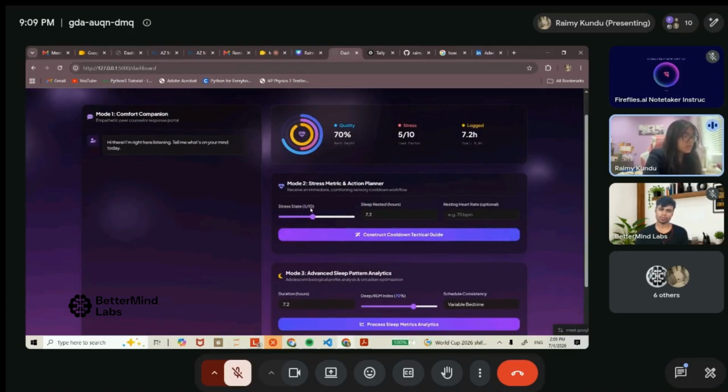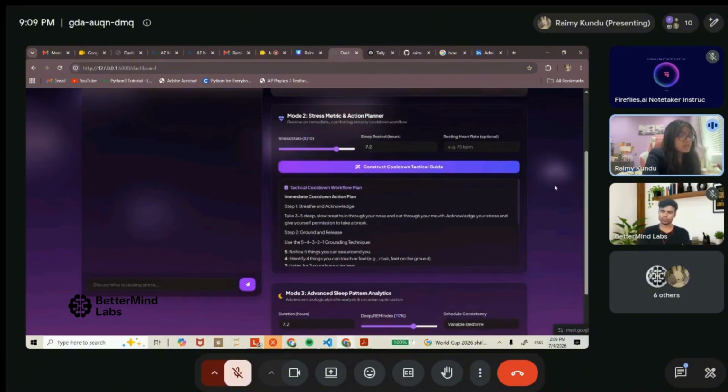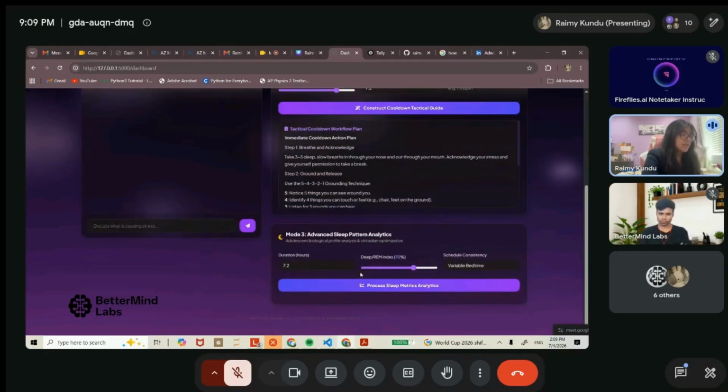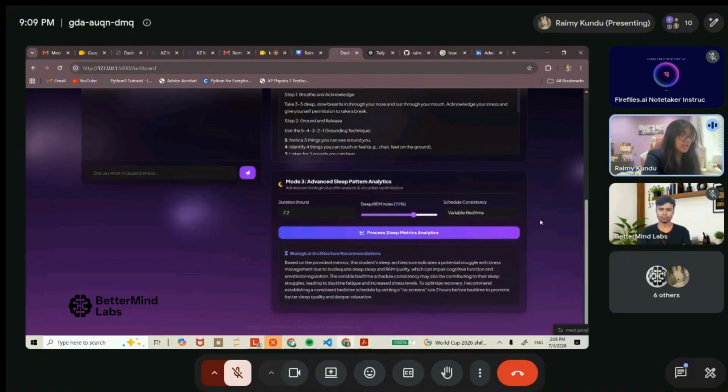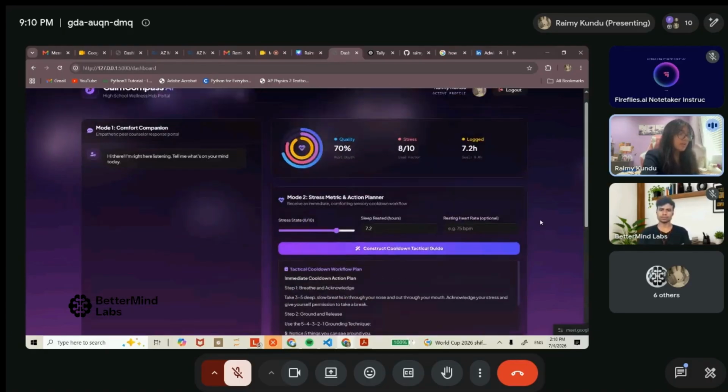As you can see, this is the stress state slider. So if I increase this, you can actually click on Construct Cooldown Tactical Guide, which will give you a step-by-step process on how to consult the stress level that you might be feeling at that moment. And down here is a sleep pattern analytics area where you can input your deep sleep / REM index, and then it will process that sleep metric, either saying that you're not getting enough sleep, you're getting too much sleep, and how to consult that problem.